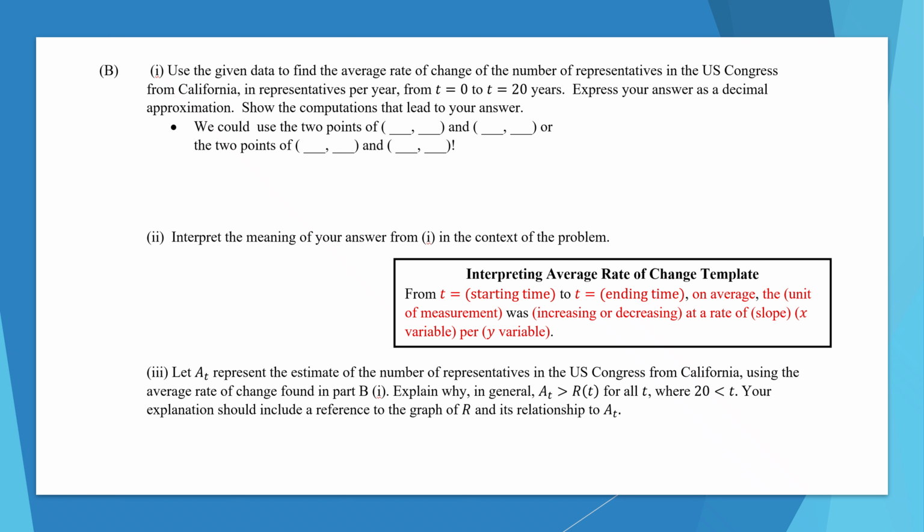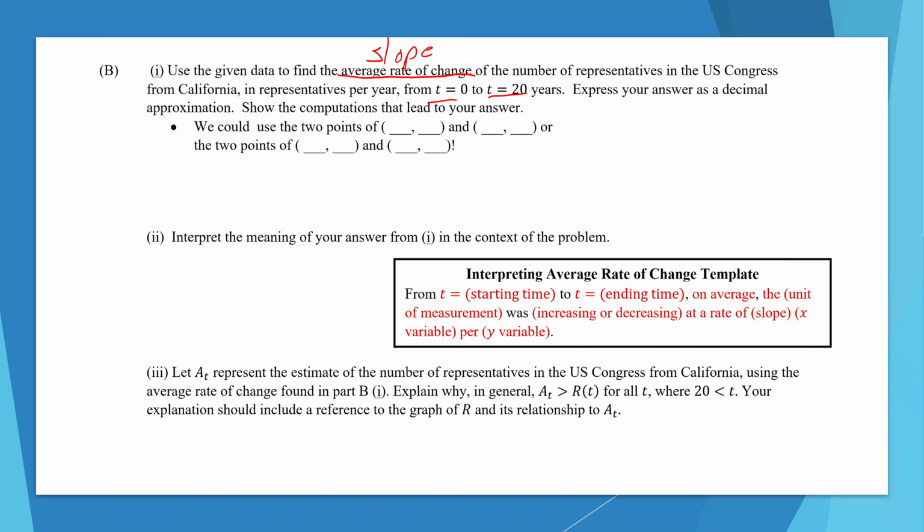All right, so for part B, the same context as before, we first want to start by using the given data to find the average rate of change, which is another word for slope, of the number of reps in California in representatives per year from t equals 0 to t equals 20. Express your answer as a decimal approximation and then show your work.